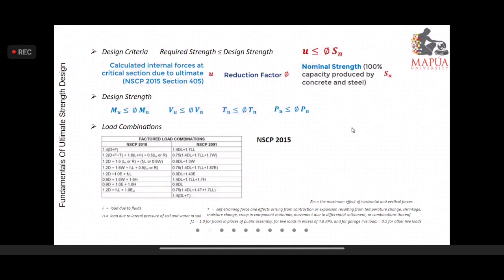Now, the NSCP 2015, this will be the governing factored load combinations. So 1.4D, 1.2D plus 1.6L plus 0.5 of the live load and the rain load. And then 1.2D, 1.6 live load, rain load. And this one is the wind load. This will be the combination if you will be dealing with dead load, wind load, live load, and the Lr is simply the reduction for that matter. And then live load and the earthquake load. And then wind load and then earthquake load.